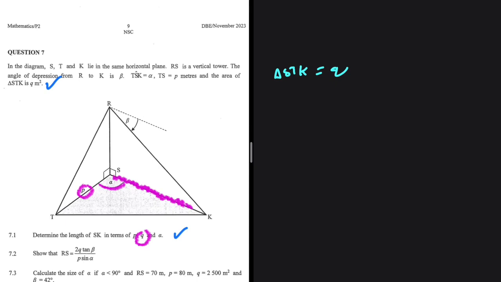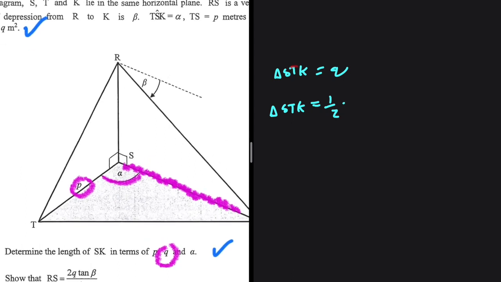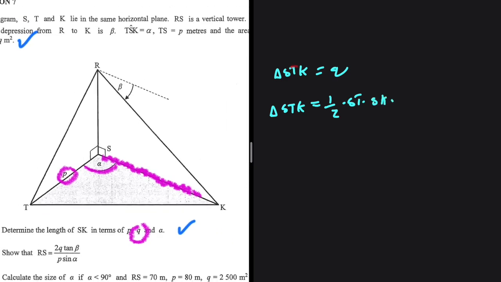So somehow we have to use the area, because how else can you get Q if you're not using the area? Let's see if we can use the area of triangle STK to find SK in terms of P, Q, and alpha. The area of triangle STK is equal to a half. We need two sides and the angle between the two sides. So we have a half multiplied by ST multiplied by SK, sine of the angle in between the two sides, which is alpha. So sine of alpha.